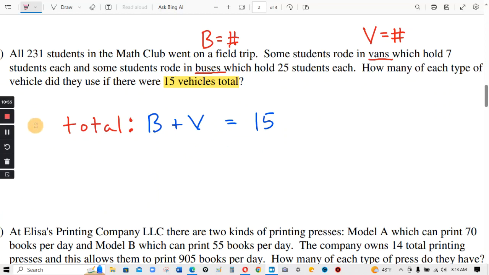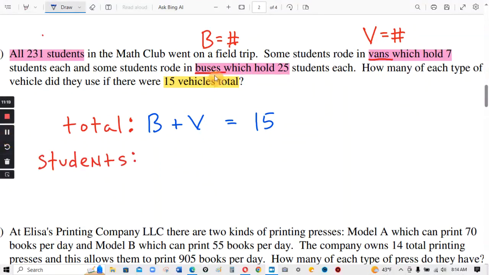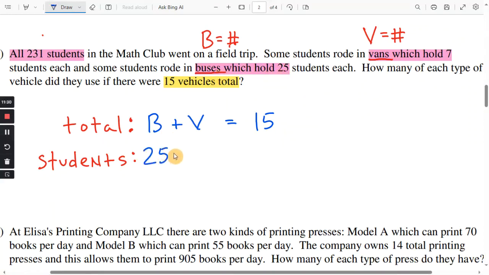Now, for the other equation based on the students, there's a total of 231 students. Okay? The vans hold 7, and the buses hold 25. See if you can build an equation based on the number of students. All right, the buses hold 25 students. So how many students were in buses? Well, it's going to be 25 times the number of buses, 25B. And then for the vans, they hold 7 each. So how many were in the vans? 7 times V. And if you add those two together, the total number of students is 231.